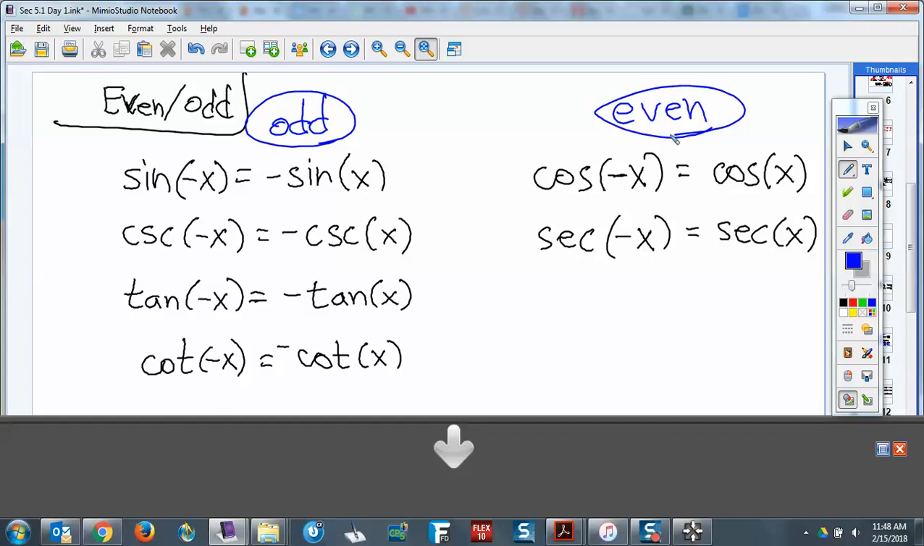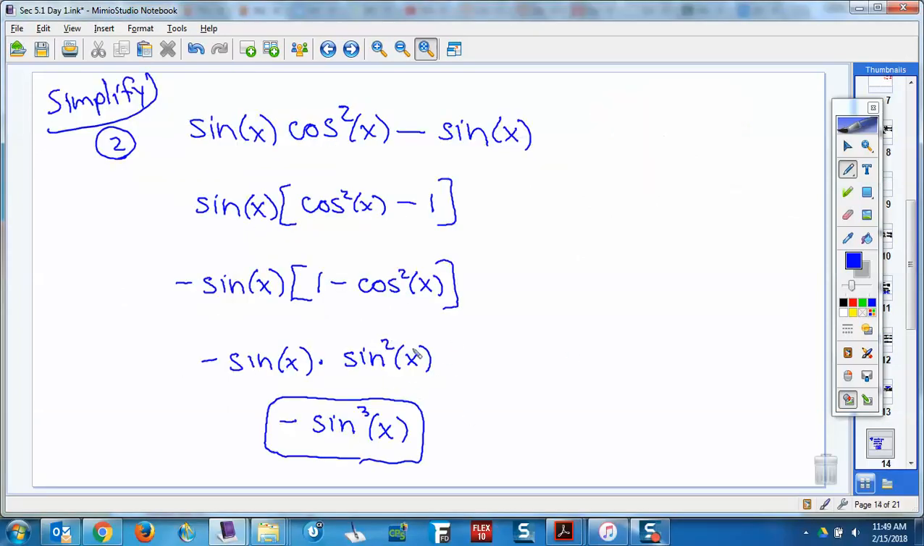Even functions, opposites in, same out. So having a negative on the inside is like not having a negative at all. Cosine of negative pi halves is the same as cosine of pi halves. They're both even. So for the even functions, you put in opposites, you get the same. So the negative could just go away, is essentially what that tells us. All right. So those are the big ones. Those are the big identities. Some of that is stuff we've already learned. Some of it we can gather from the stuff that we've learned.